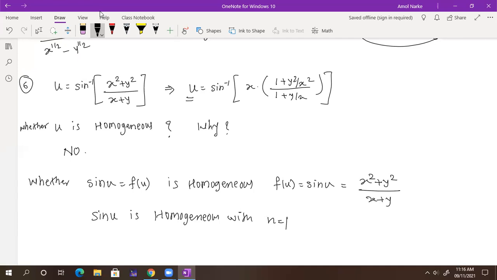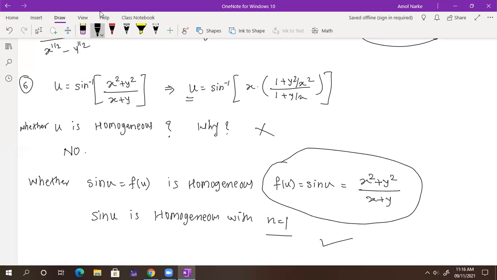But I can transfer that u to some another function f of u. So I apply sine inverse on both sides or sine on both sides. So I am getting sine u is equal to this function. And whatever new function I am getting, if I check whether this is homogeneous or not, that function becomes homogeneous with degree n. So initially my function is not homogeneous, but I convert it into some another function, and that time it becomes homogeneous. So that conversion is important.